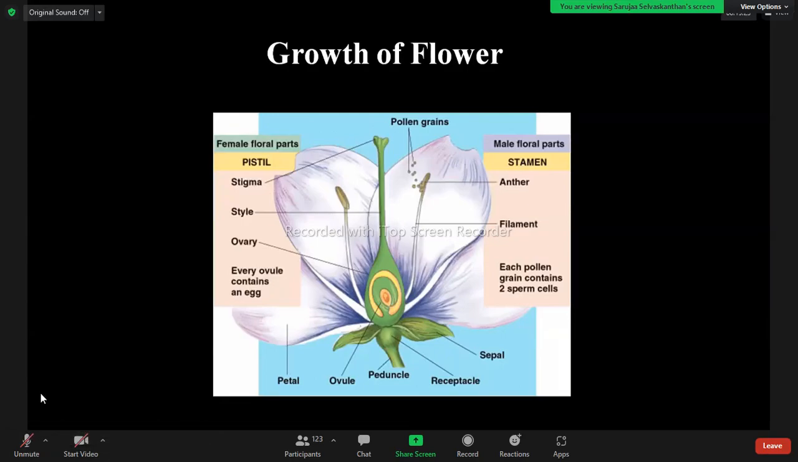Okay. Then from the childhood, what is the flower you normally take for dissection? Hibiscus. Study the floral part. Hibiscus. Sunflower. Yeah, hibiscus. Right? Shoe flower.